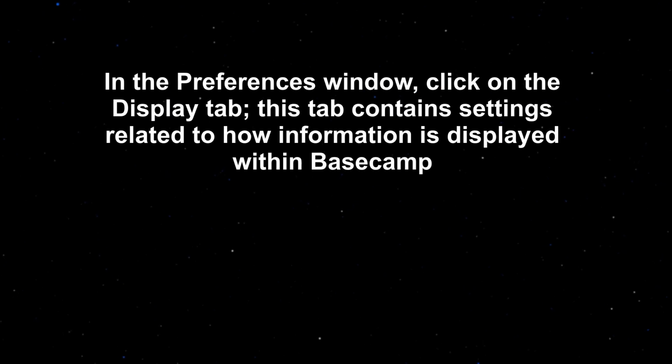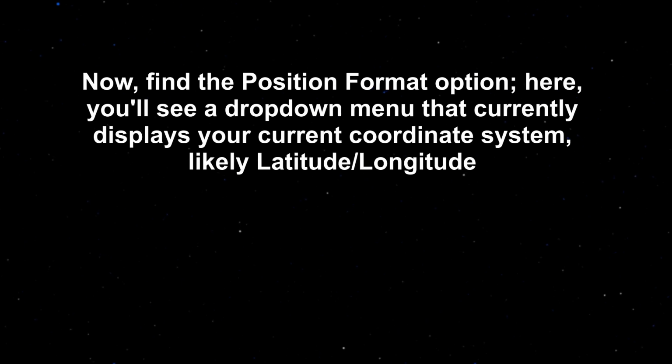In the Preferences window, click on the Display tab. This tab contains settings related to how information is displayed within Basecamp. Now, find the Position Format option. Here, you'll see a drop-down menu that currently displays your current coordinate system, likely latitude, longitude.